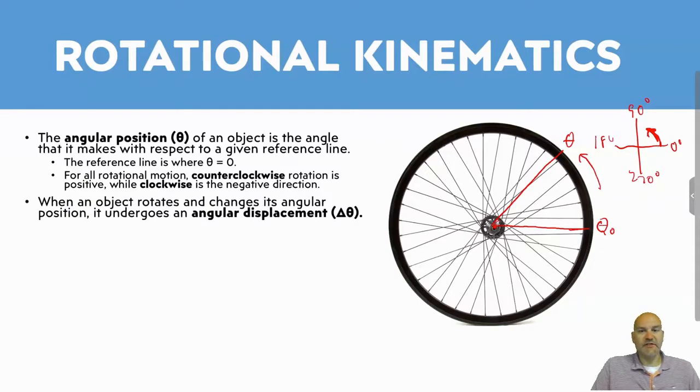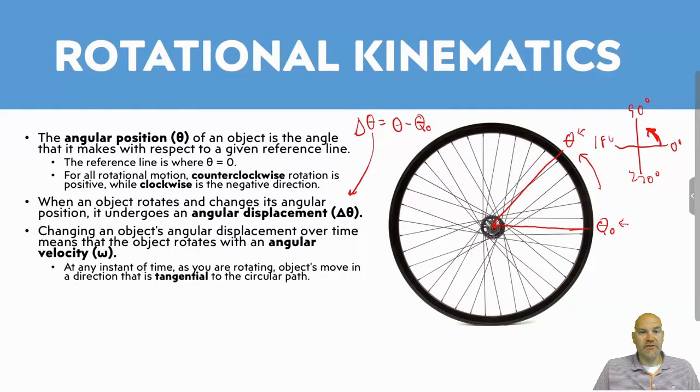Now, when the object rotates, it's going to change its angular position. So as I go from theta 0 to theta, I undergo an angular displacement. Just like when we talked about one-dimensional motion, when we change our position, we displace the object. It's the same thing. When we change our angular position, we have an angular displacement. And just like before, the equation is delta theta equals theta minus theta 0. That's the angular displacement equation.